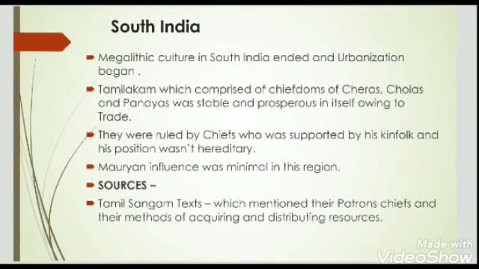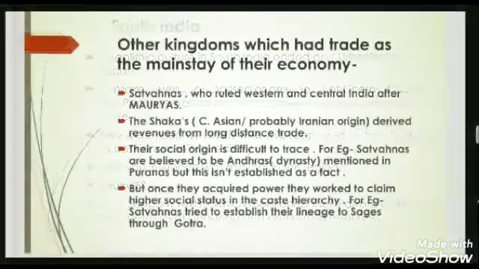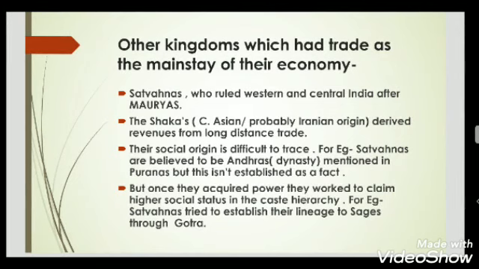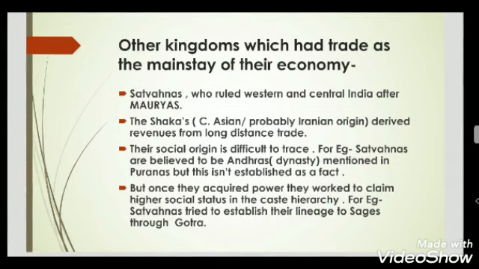Anyway, these Tamil Sangam texts gave rich information. They were a rich source of information about the chiefs and chiefdoms that existed in the Tamilakam area. So we have not only the Tamilakam region, which was heavily dependent on trade, you even had the Satavahanas and the Shakas, which we spoke about in the first part of the lecture. Even these dynasties were very much dependent on long distance trade in order to maintain a stable revenue.